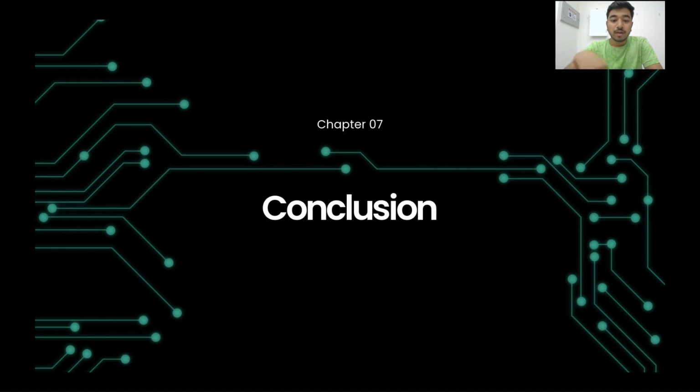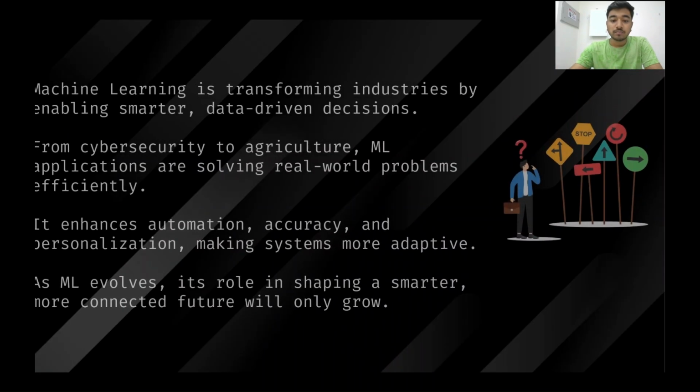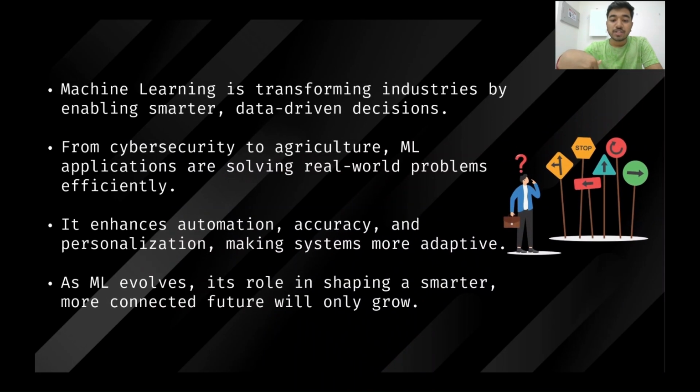Now moving to the conclusion. To wrap things up, technology, and especially machine learning, is transforming the way we solve real-world problems, from improving efficiency and accuracy to enabling smarter decisions. ML is at the heart of innovation across industries, whether it's healthcare, finance, transportation, or infrastructure. The possibilities are endless when data meets intelligence.